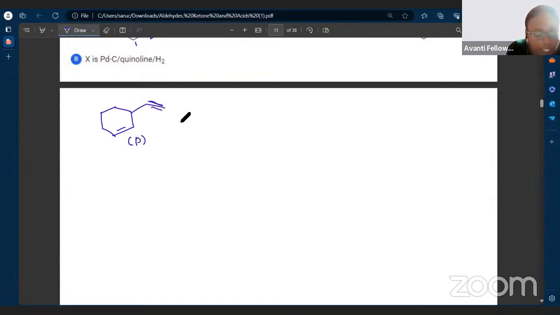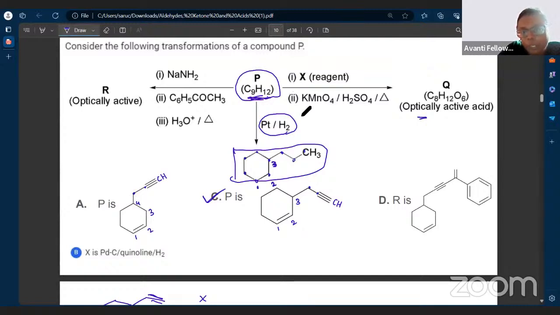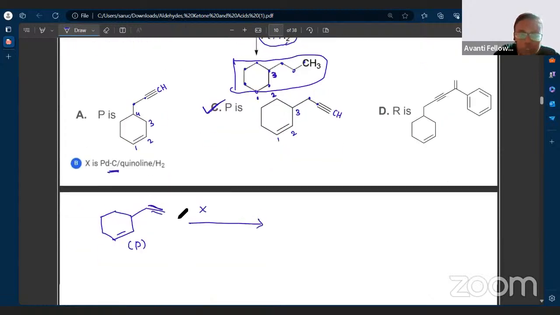Now, in order to get Q, what is given? When you use a reagent called X, and in the second step, you use KMnO4, H2SO4, and when you heat it, you'll get Q as the compound, which is an optically active acid. And X is also given in the option. So this is your X. We are going to evaluate whether X is going to be true or not.